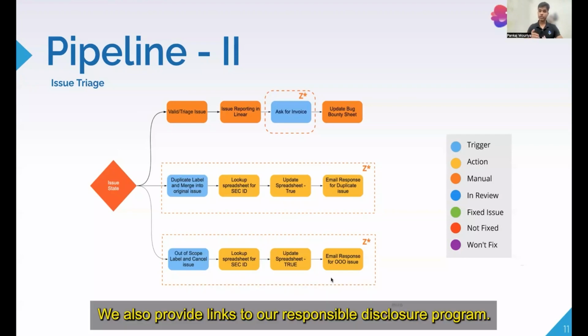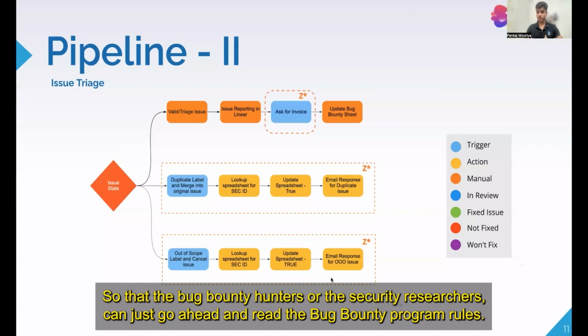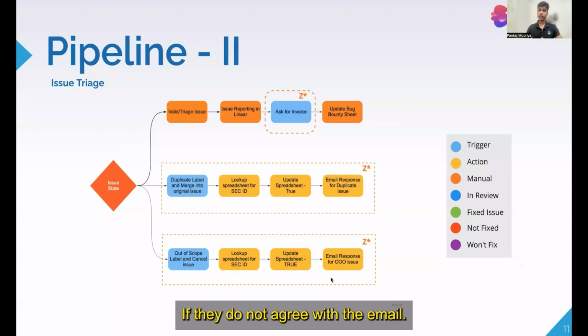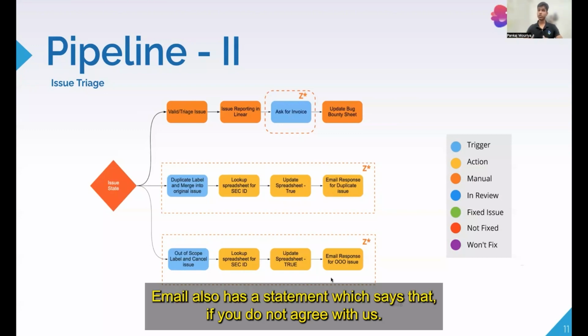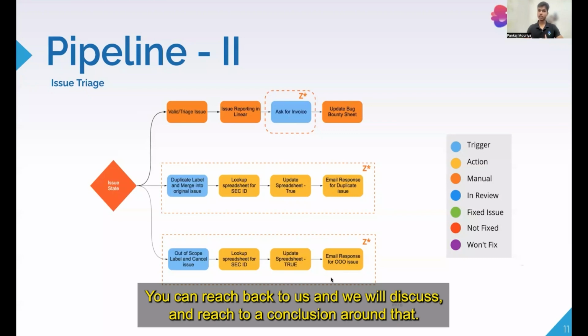We also provide links to our responsible disclosure program, so that the bug bounty hunters or the security researchers can just go ahead and read the bug bounty program rules. If they do not agree, the email also has a statement which says that if you do not agree with us, you can reach back to us, and we will discuss and reach a conclusion around that.